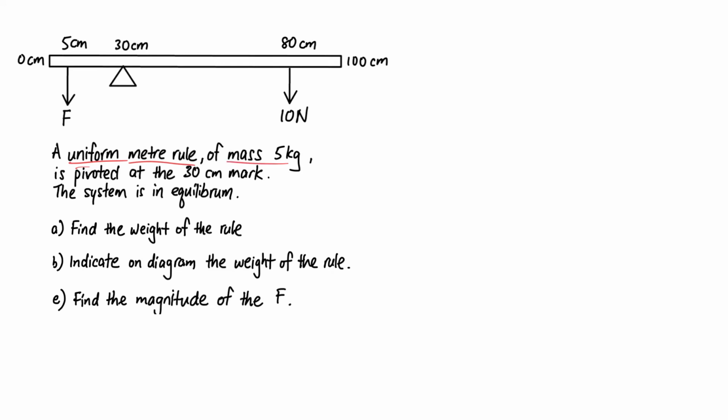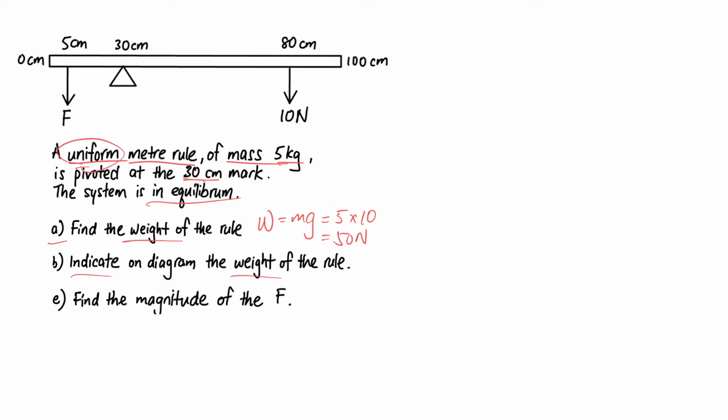It has a mass of 5 kg pivoted at the 30 cm marking on the ruler, and it's given that this system is in equilibrium, is balanced. For part A, you're required to find the weight of the rule, and I hope you can remember W equals mg. The mass of the ruler is already given and it is in kg, that's good, times gravitational field strength on Earth is 10, so that would be 50 Newton.